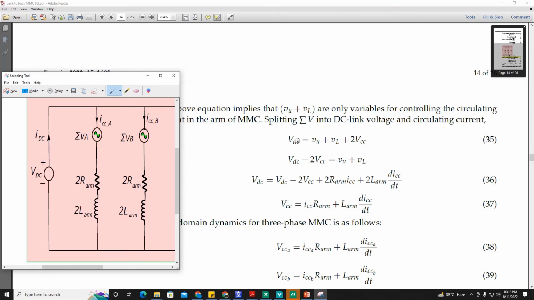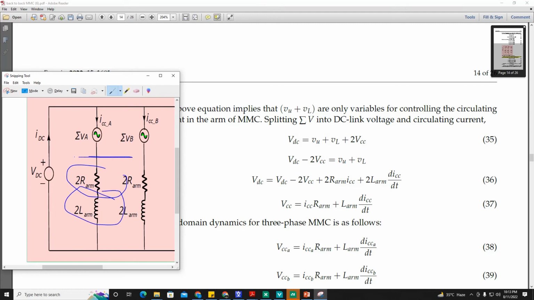Now put this expression into equation 35. Now V upper plus V lower is equal to what? VDC minus 2 VCC. And we know that 2 VCC is equal to 2 R arm ICC plus 2 L arm dICC over dt. This VDC will be cancelled. Take this VCC over here, take 2 common. So VCC will become equal to this expression, ICC times R arm plus L arm dICC over dt, meaning the drop across the resistor and inductor.